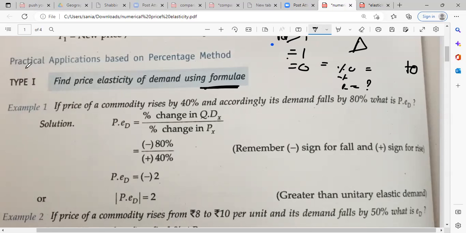So first you will write practical application based on percentage. Just don't write this, just write type 1 and first write numericals. Okay. And after that write type 1, find price elasticity using the formula, and then example 1 like this. Clear? Then we'll do the second one.